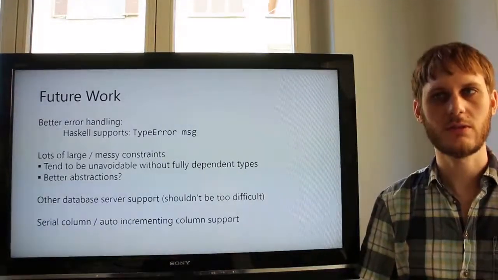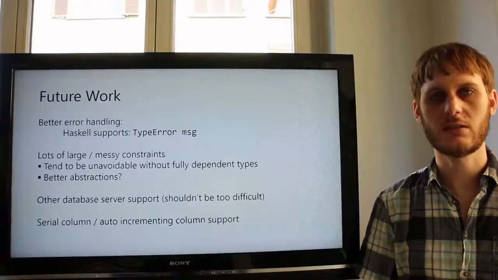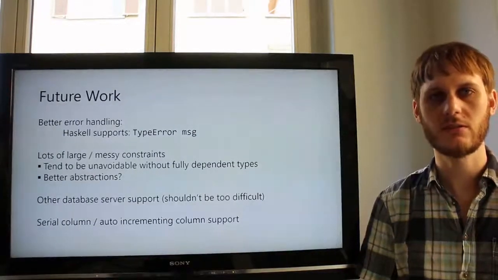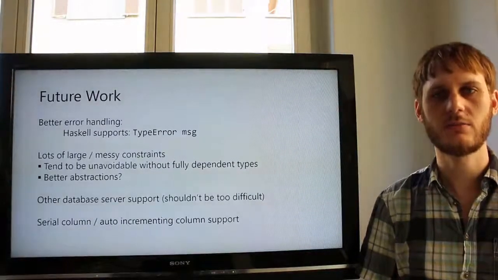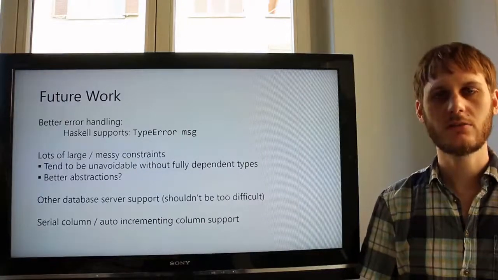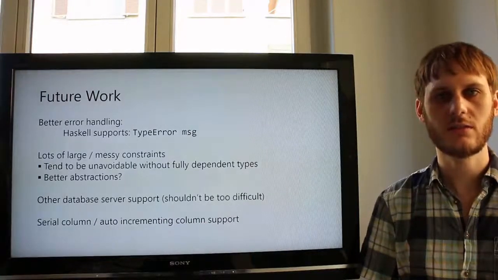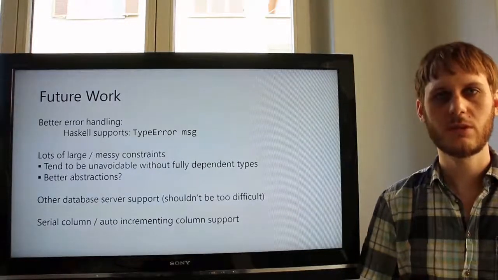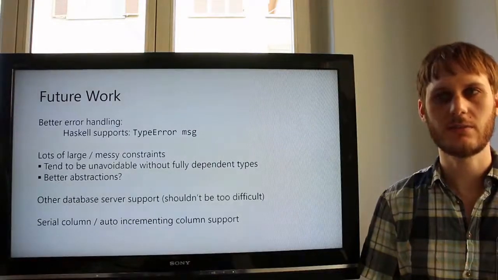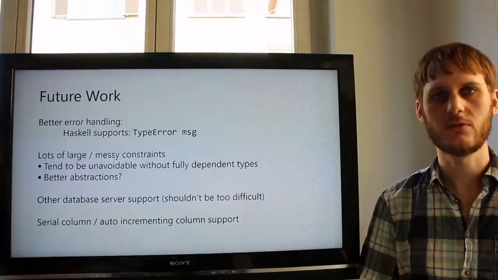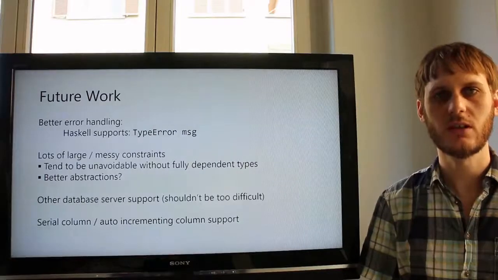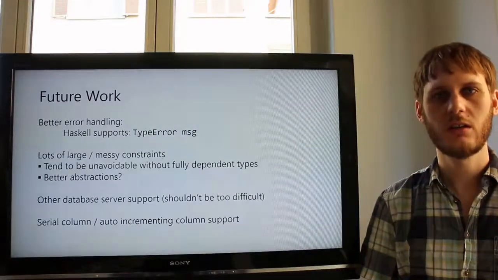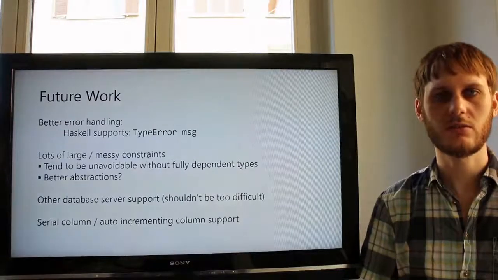There's still lots of future work to be done. The current error message handling is very basic, and it would be nicer to throw more detailed errors when things go wrong. This is something that Haskell already supports, but just hasn't been implemented yet. The constraints generated are currently also quite large, and it's unclear if this can be improved. It would have been possible to simplify them a bit using a dependently typed system, but it might also be possible to just use better abstractions for this. Currently we only support PostgreSQL, and it would be nice to support other database drivers, but this should be fairly straightforward. There also isn't any support for serial columns yet.